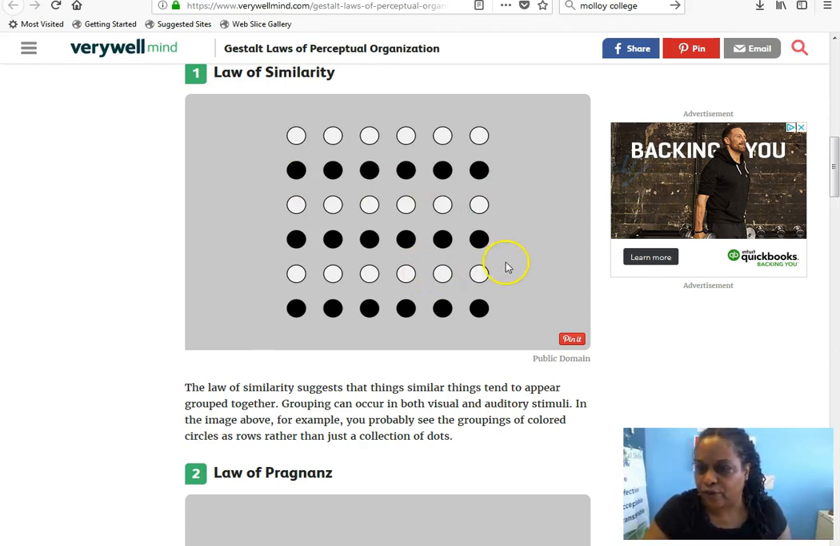As soon as you look at it, the first thing you see is rows, white rows, black rows, correct? So the law of similarity suggests that similar things tend to appear grouped together. Grouping can occur in both visual and auditory stimuli. In the image above, for example, you probably see groupings of colored circles as rows rather than just a collection of dots. So psychologically, when we look at this and we perceive it, we automatically organize it in rows, not just a collection of dots.